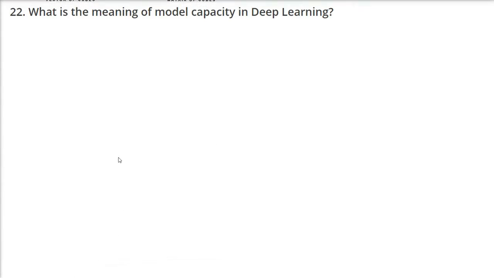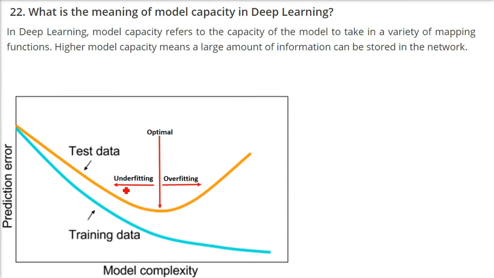What is the meaning of model capacity in deep learning? There are two terms actually, model capacity and model complexity, generally asked. So in deep learning, the model capacity refers to the capacity of the model to take in a variety of mapping functions. How many different kinds of functions it can take. So higher model capacity means a large amount of information can be stored and dealt with by the network, right? So this is the model capacity.